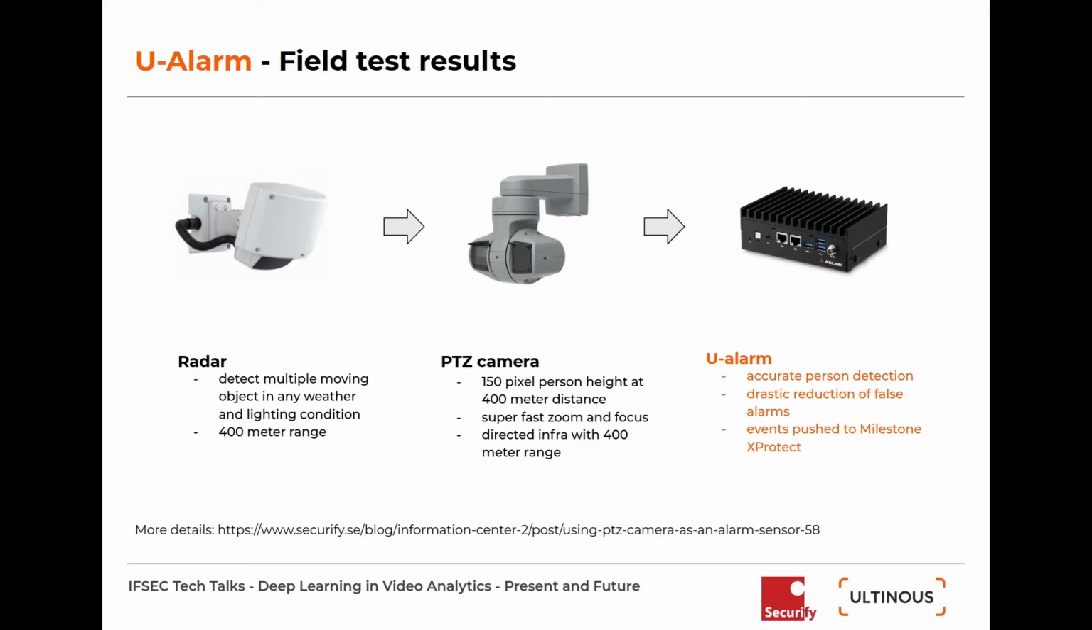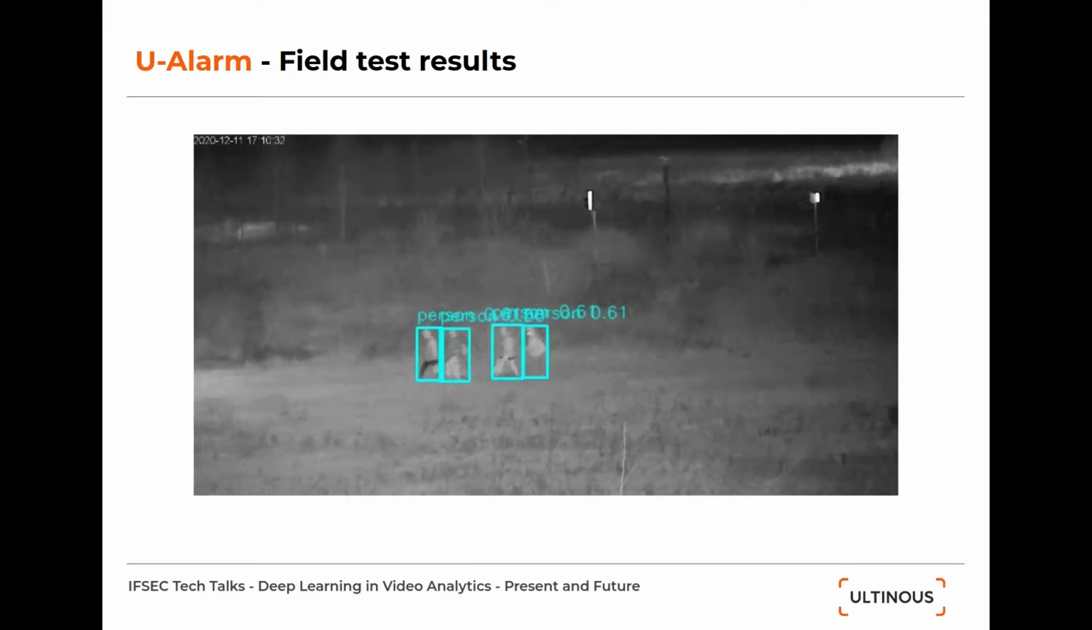The PTZ camera zooms in to every target and provides good quality observations for UAlarm. The deep learning models of UAlarm classify the object with super high accuracy. The video analytics works in the near infrared range as well, using directed infra technology. The effective range of the system can be as long as 400 meters, even at night.